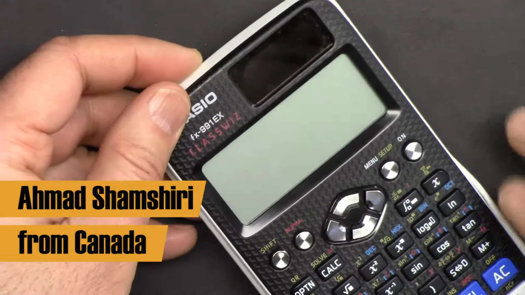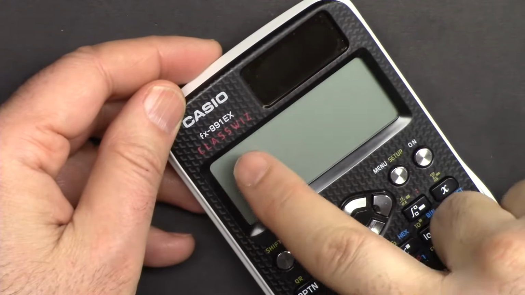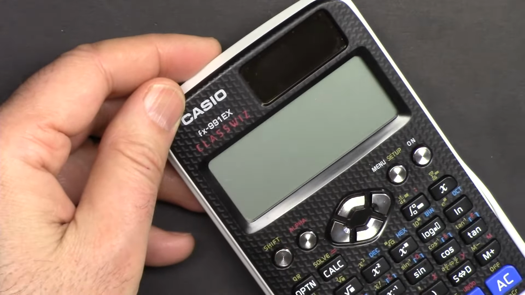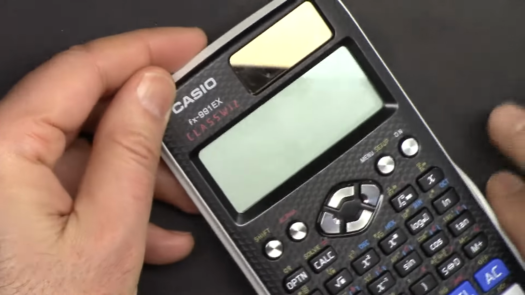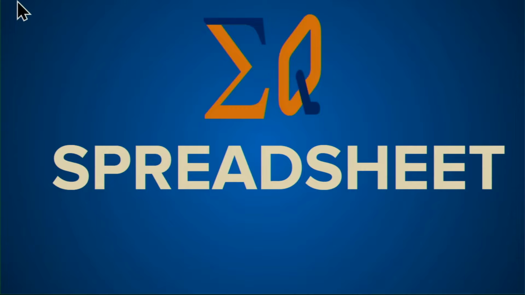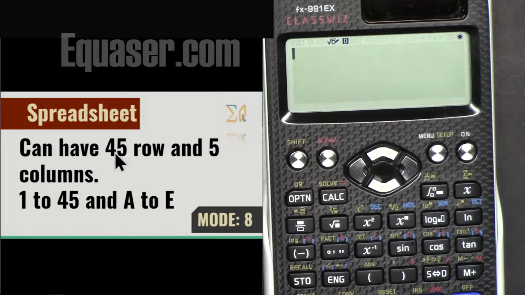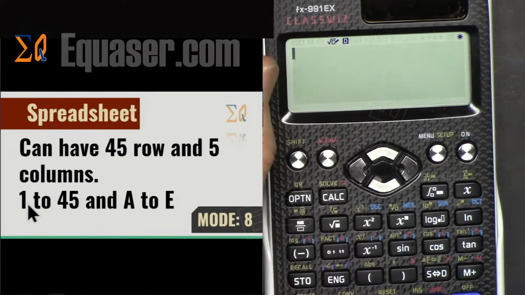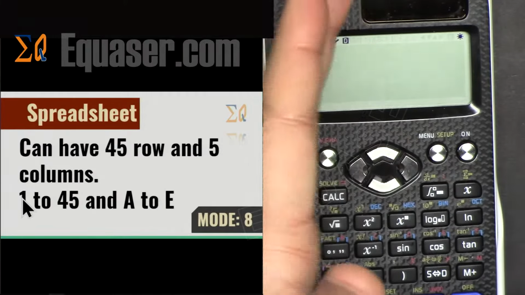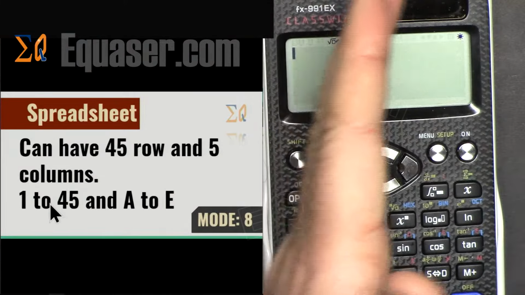In this video we are going to learn how to use this CASIO FX-991EX or CASIO FX-570EX CLASSWIZ scientific calculator, and how to use spreadsheet for this CASIO scientific calculator. The calculator can have up to 45 rows and 5 columns. The rows will be from 1 to 45 and the columns will be from A to E.